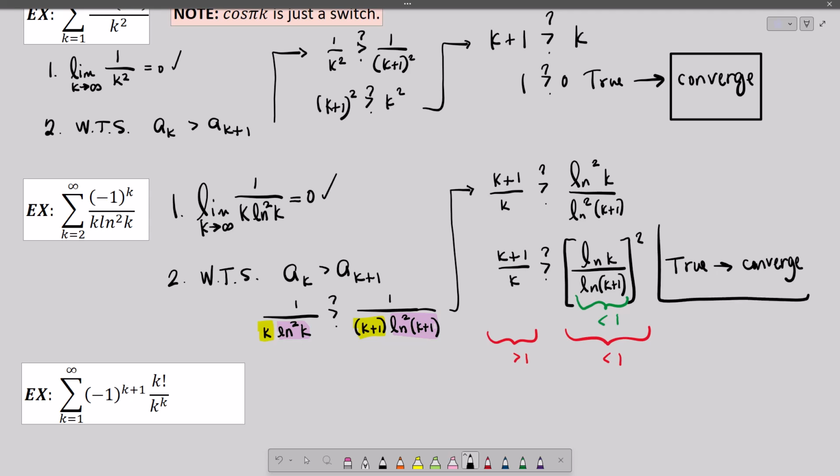So if that is true, and the limit of a sub k is 0, then we're done. That shows that we have convergence. So that's all it takes for an alternating series. Limit of a sub k is 0, and the terms are decreasing.